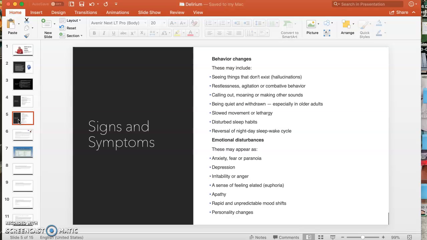Another category of symptoms of delirium is emotional disturbances. This may appear as anxiety, fear, paranoia, depression, irritability or anger, a feeling of elation like euphoria, apathy, rapid or unpredictable mood shifts, and personality changes.